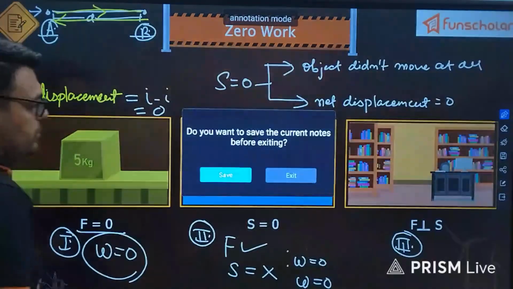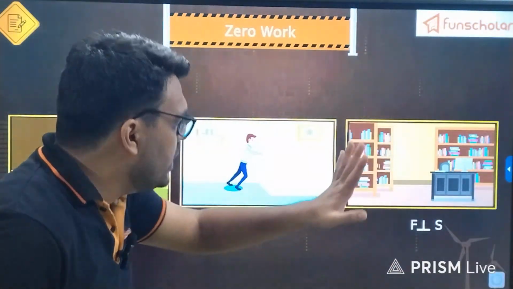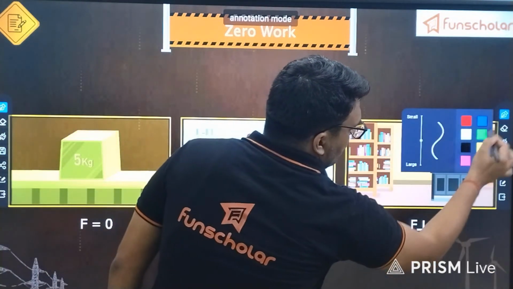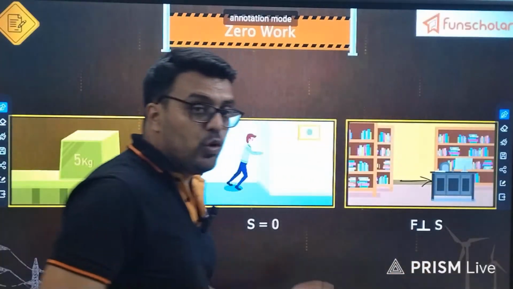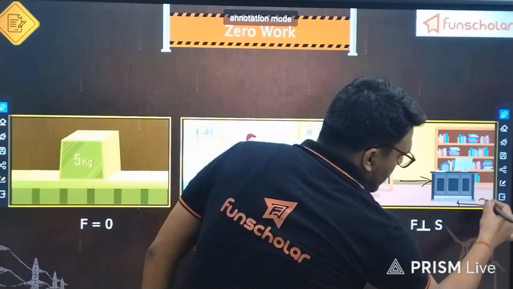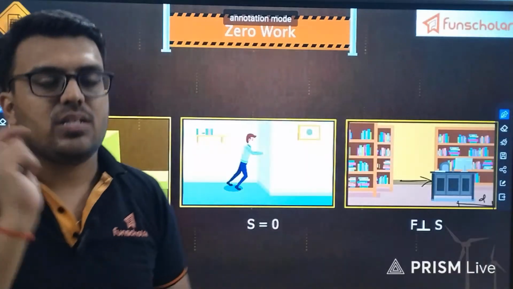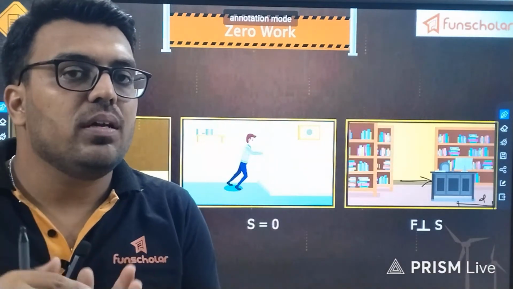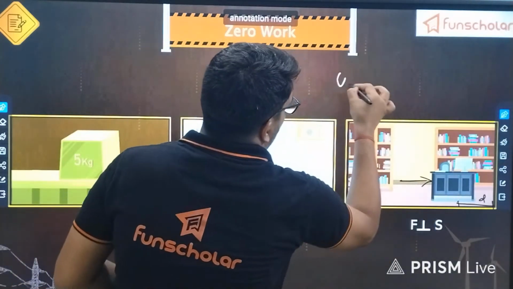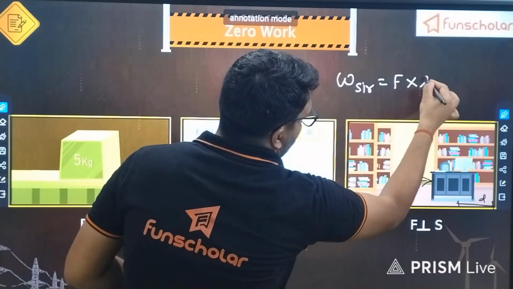The third case is the force is perpendicular to the displacement. Now consider this case. Suppose someone is applying a force. I am applying a force on this table, and this table has moved through a distance d. So I will say the work done is F into d, but there is a glitch. You have to ask, sir, work done by whom? Very good. So you will say, sir, work done by sir will be force into displacement.